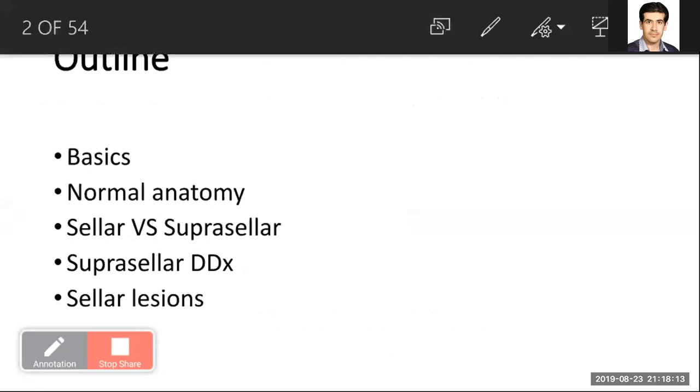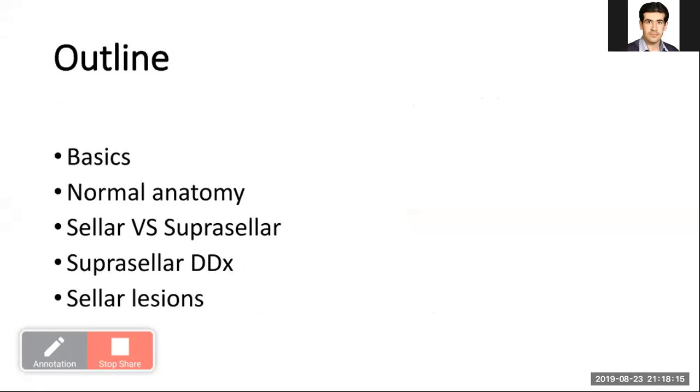In our presentation here, we will talk about basics of MRI imaging. Then we will talk about normal anatomy of the pituitary area. Then we will talk how to differentiate between sellar and suprasellar lesions. Then we will talk about suprasellar lesions and sellar lesions.